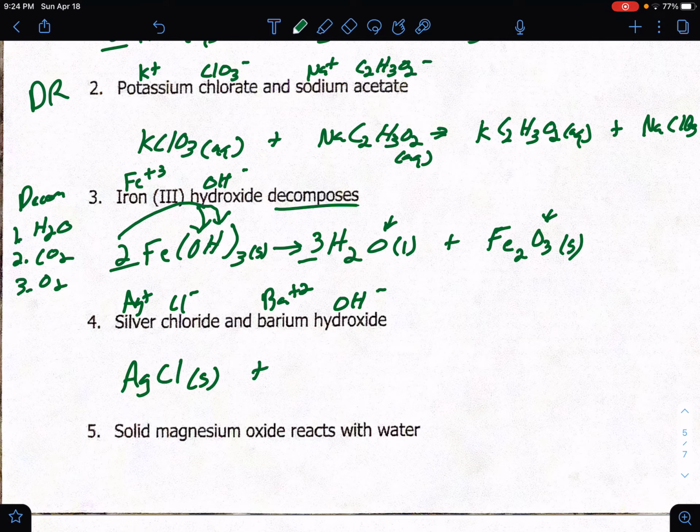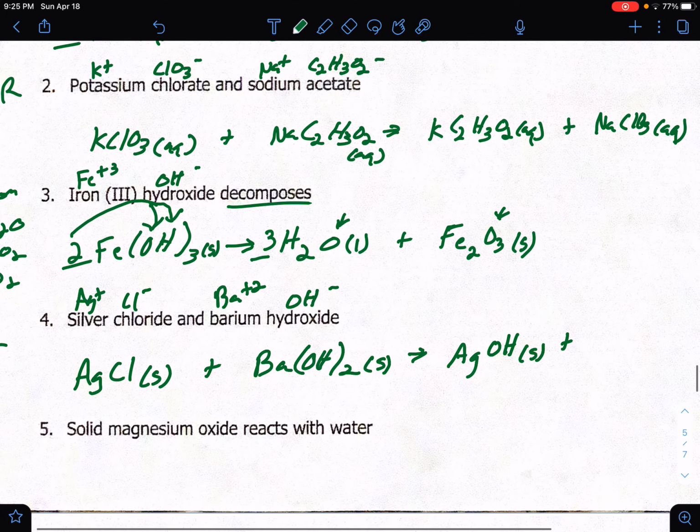Plus barium hydroxide. This is not balanced, so this is Ba(OH)2. Neither are on my solubility chart, so this is going to be a solid. So it looks like this is going to be a double replacement because I got a pair and a pair. Okay, so I'm going to take silver and hydroxide, and I'm going to make silver hydroxide. So they're already balanced based on charge, so that's all I had to do. So this is going to be a solid.